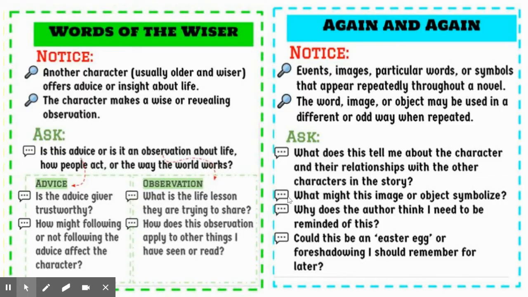All right. So let's move on to the last 2 questions. Why does the author think I need to be reminded of this? Is another great question. Why are they showing me this over and over again? What are they hoping that I'm going to pick up on here? They're sending me a clue for a reason. What are they trying to do? What flag are they trying to raise here? And then last one, could this be an Easter egg, or foreshadowing that I should remember for later? Is this something that maybe is a hint at something that's going to happen later on in the story? Can I predict what's going to happen?